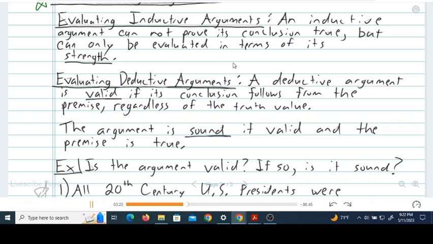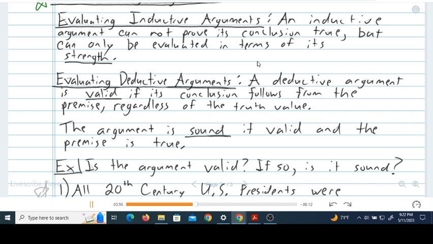You can have strong arguments. For example, it has snowed the past 100 winters in Watertown, New York. So 100 winters in a row it has snowed. Therefore, I argue it's going to snow every winter in Watertown, New York. Now, that's a pretty strong inductive argument. I mean, if it snowed the past 100 winters, it's probably pretty safe to assume it's going to snow next winter. But it can't ever be certain.